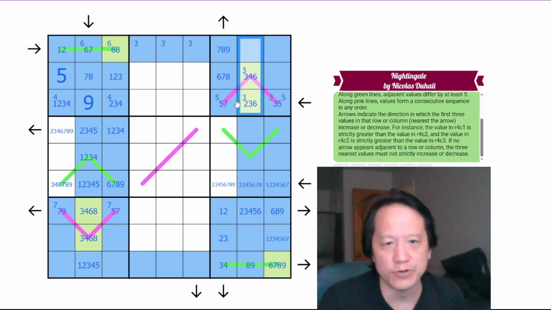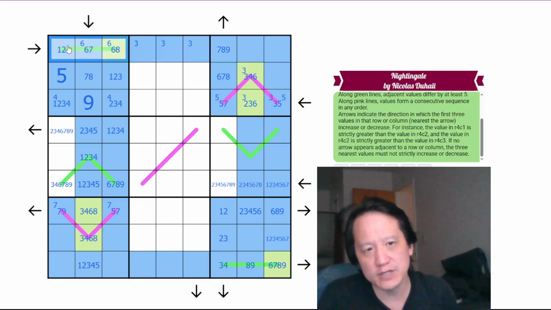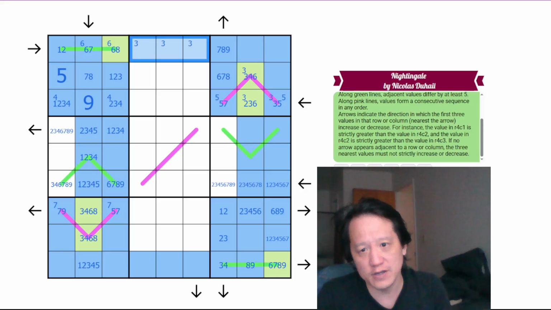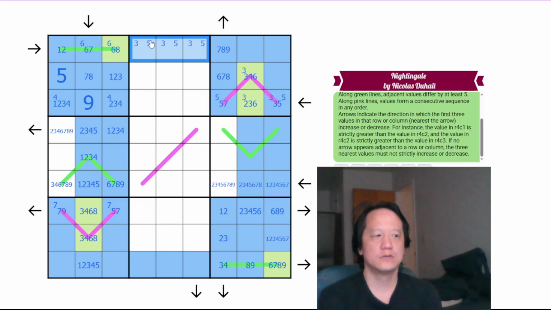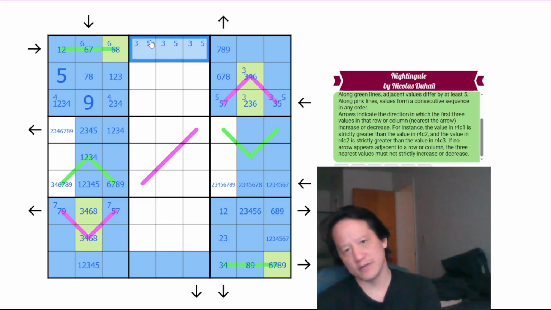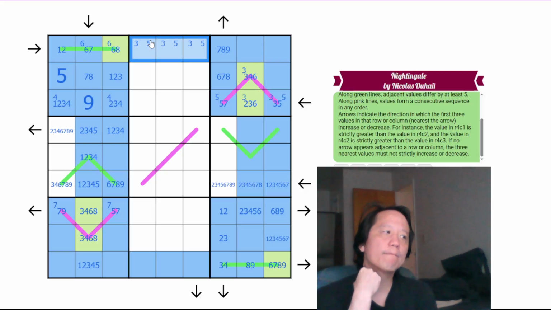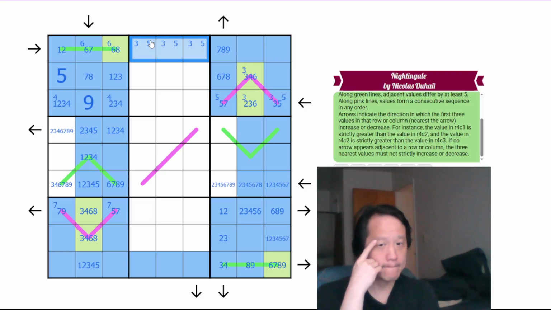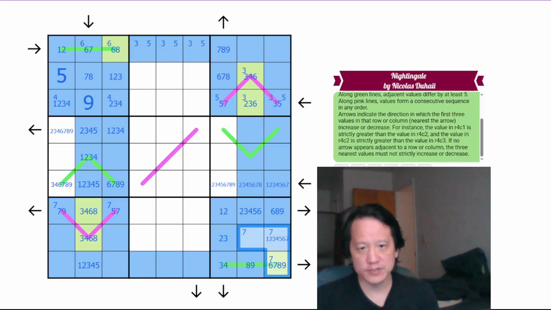Where's 5 in row 1? We're guaranteed a 5 here, so this cannot have 5 there. And we can't have 5 here because it's on a Whisper 5 line. So 5 has to be one of these digits here. Interesting. So we have guaranteed 3 and 5 there. Hmm. 7 has to be one of these 3 digits.